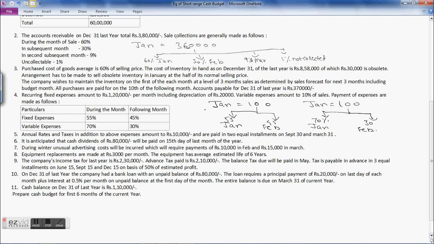Then the company's income tax for last year is 2,30,000. Advance tax paid is 2,10,000. The balance tax due will be paid in May. So for the month of May, there will be an outflow of how much? 2,30,000 minus 2,10,000, that is 20,000.